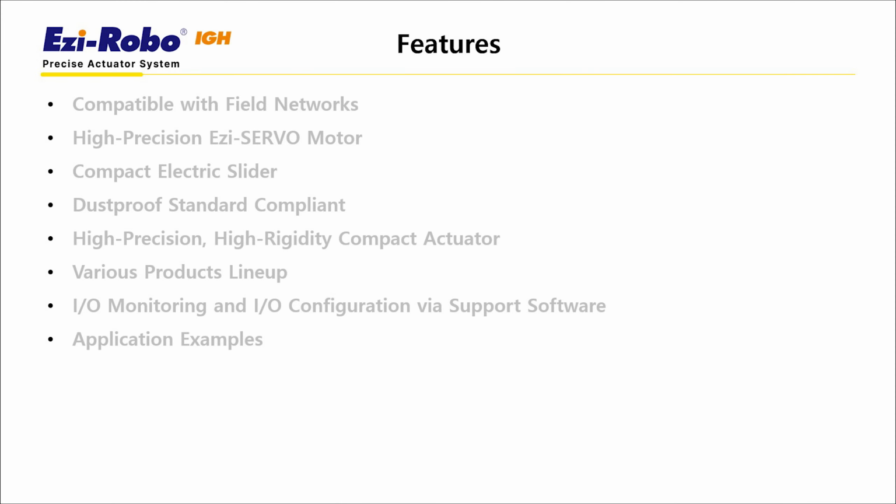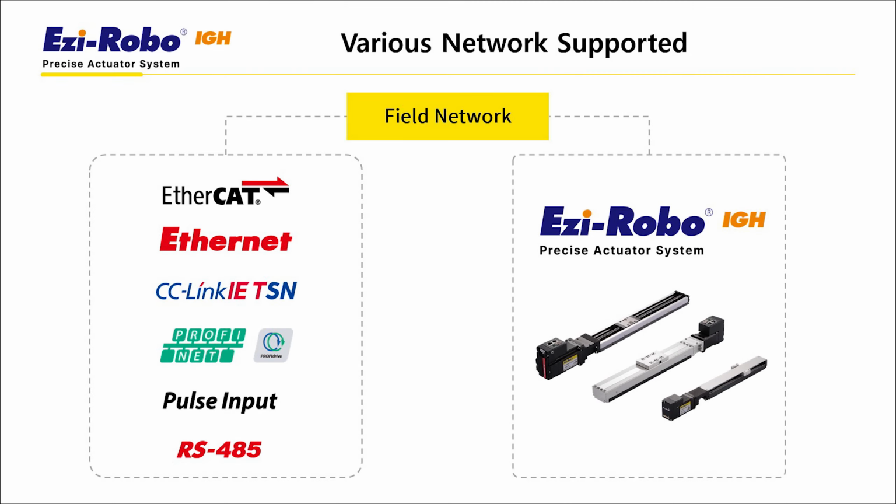Now, let me introduce some key features of the Ezi-Robo IGH series. Ezi-Robo IGH supports a wide range of field networks. Ezi-Robo IGH supports EtherCAT, Ethernet, CC-Link IE TSN, Profinet, as well as Pulse Input and RS-485, allowing it to meet various customer needs.